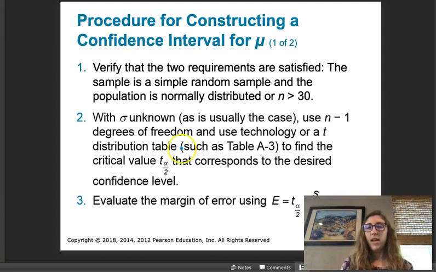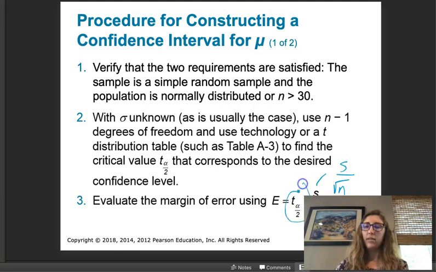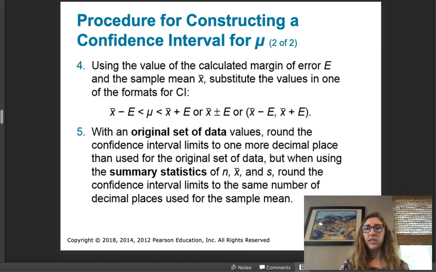Okay. Next, we would be evaluating our margin of error. Sorry if you can't see this right over here. This is an S divided by root n. So our margin of error would be equal to your critical value multiplied by the sample standard deviation divided by the square root of n. Once we have our margin of error, what do we do to find our confidence interval? We add and subtract it to the sample mean. Perfect.